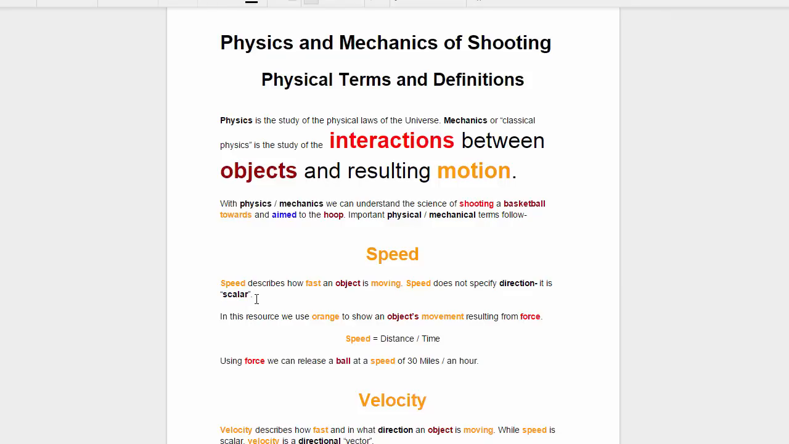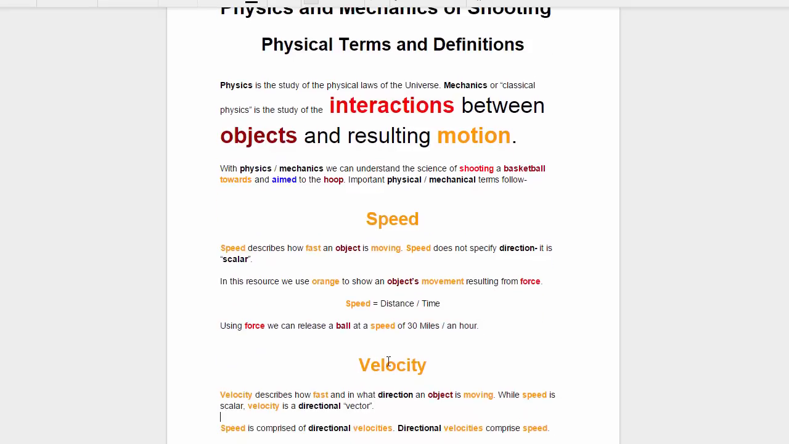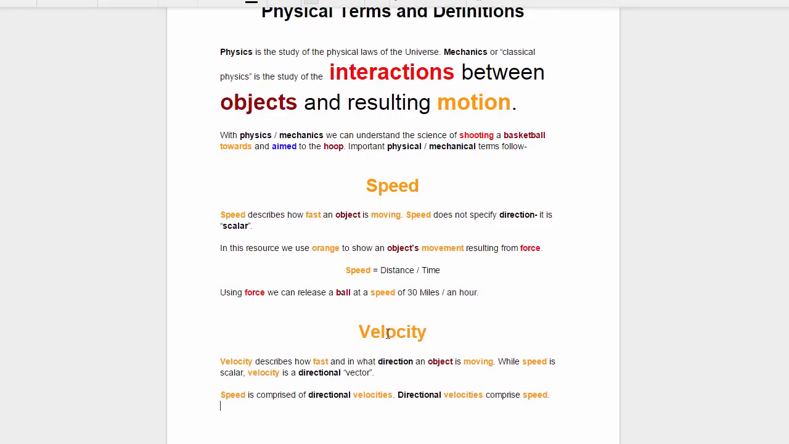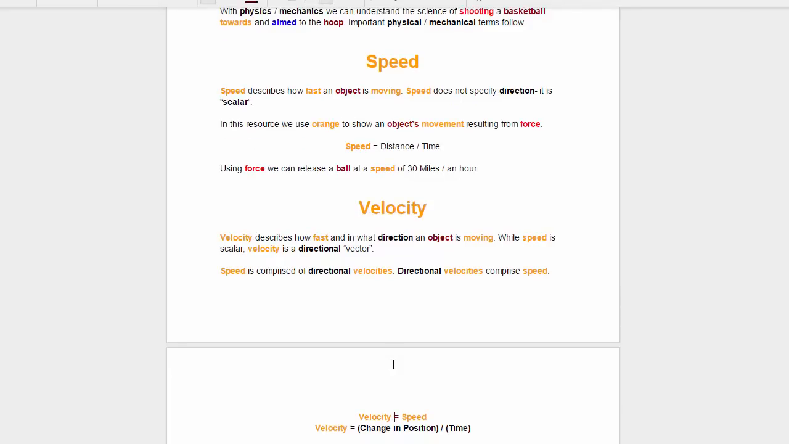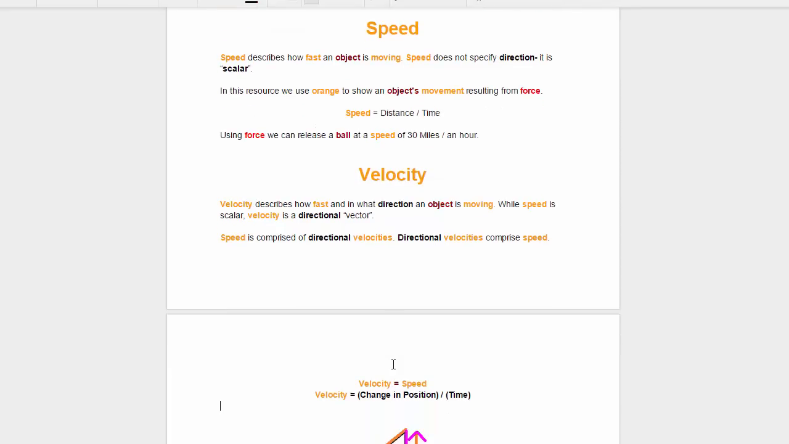What this means is we can throw a ball at 30 miles an hour, but that doesn't say where it's going. So on the other hand, we have velocity. Velocity is like speed, but it's directional. So a ball that's shot at 30 miles an hour might have a directional upward velocity and a forward velocity that add up to 30 mathematically.